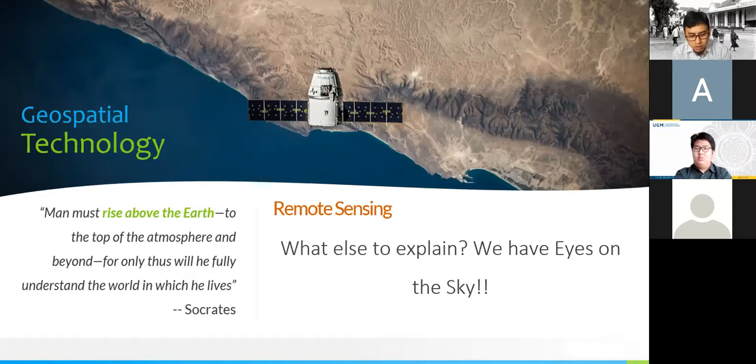I would like to say spy, but it seems not proper for this. Monitor the border, and gather more information about the border. And yeah, we have eyes on the sky, and we can monitor everything from the sky. So this is so-called remote sensing. We are having satellites above us that monitor our daily activities.